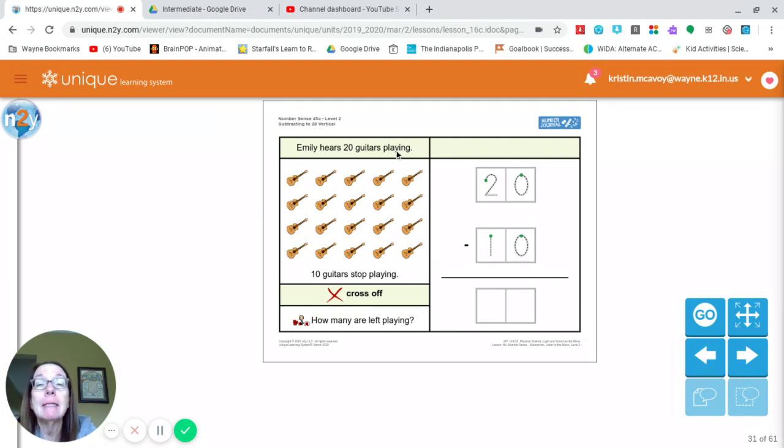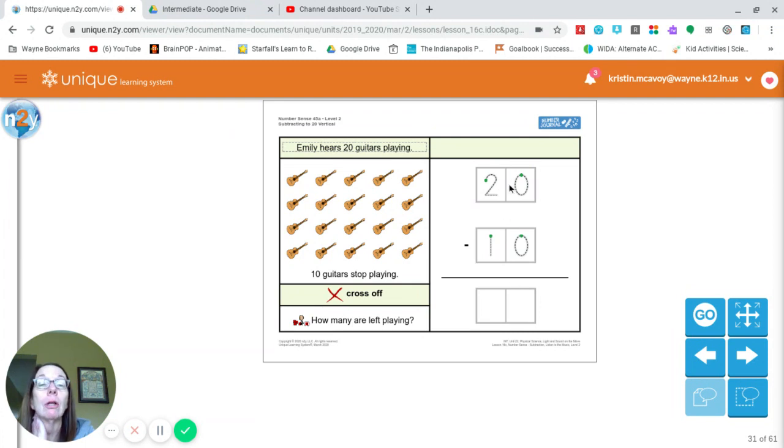So when we're looking at the problem, it tells us Emily hears 20 guitars playing. Let's take a moment and count. 1, 2, 3, 4, 5. So now that we know that there's 5 across, let's practice counting by 5s because we can see that they fulfill a pattern. Ready? 5, 10, 15, 20. That gives us 20 guitars. That's where we get this number at the top of our problem.